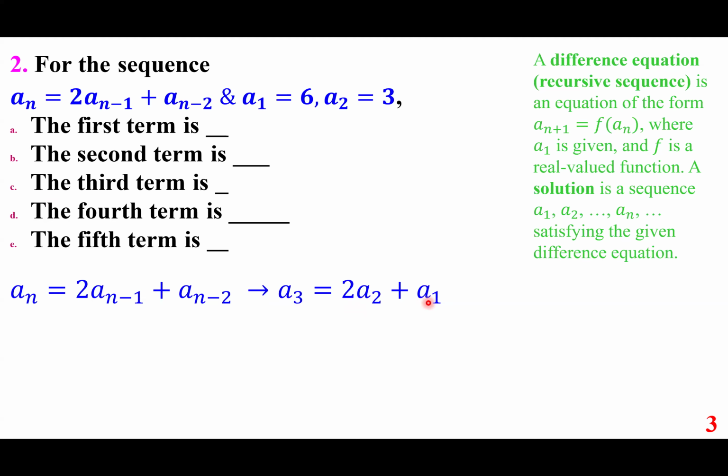One way is to say if this is 3, that makes n equals 3. This is 3 minus 1, which makes it 2. And this is 3 minus 2, which makes it 1, if you want to work it out. But in any event, I think it's very straightforward: you pick the previous one times 2, and then the one before that. So before a sub 3 is a sub 2 times 2, that means 2 times 3, and the one before that is 6. 6 and 6, 12.